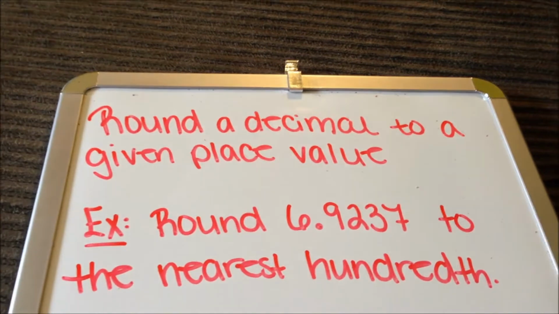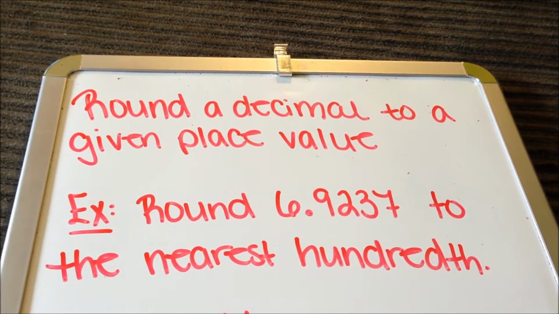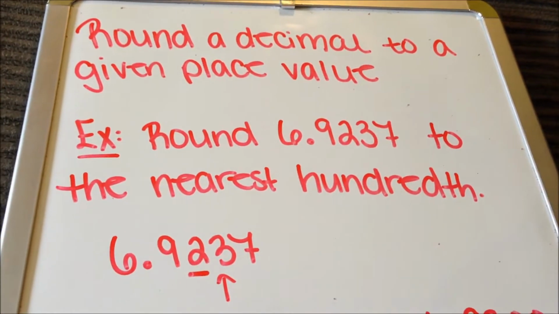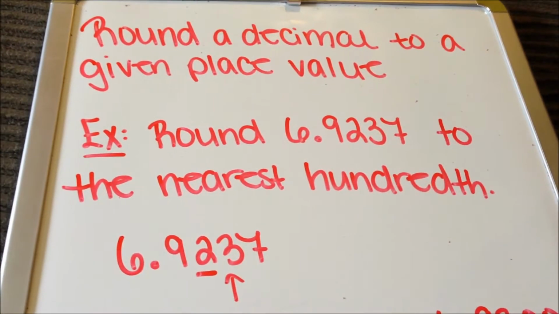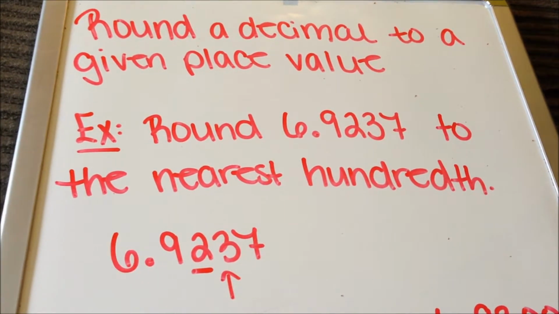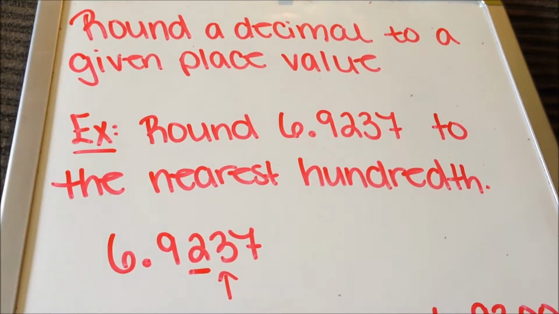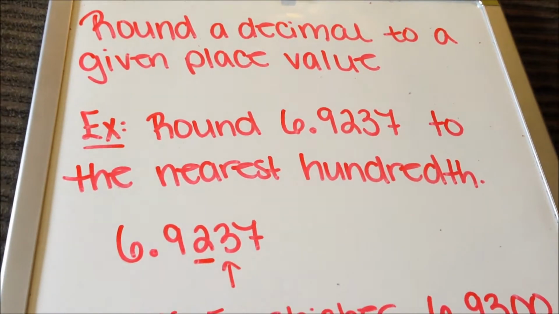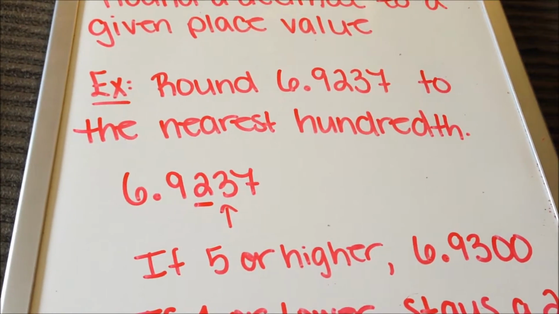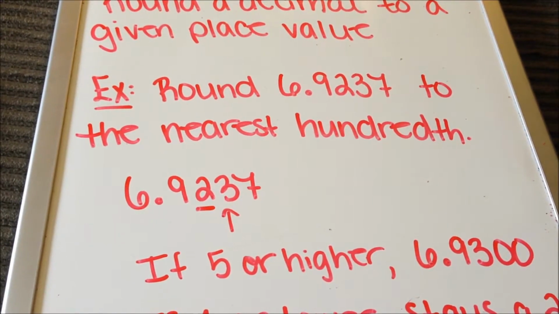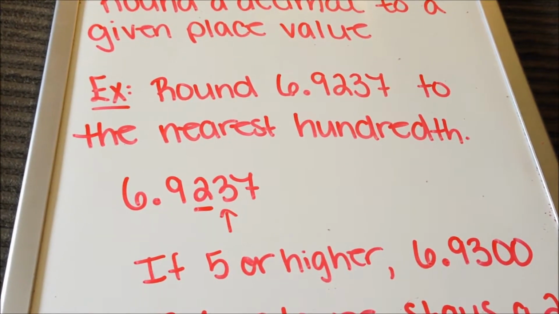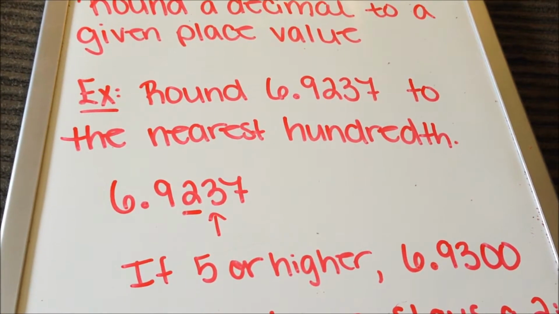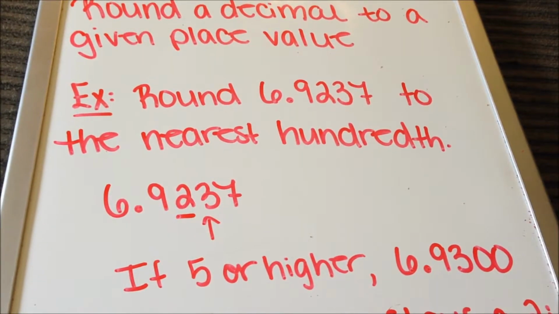Let's now try some problems involving rounding a decimal to a given place value. For example, round the number 6.9237 to the nearest hundredth. So start by determining which number represents the hundredths position. In this case, it would be the number 2. To determine how to round, you look at the number right after the hundredths position, which would be the 3. If that number is 5 or higher, then you would round the 2 up to a 3. So it would become 6.93. Everything after the hundredths position turns to zeros.